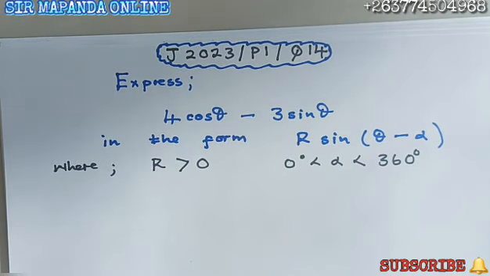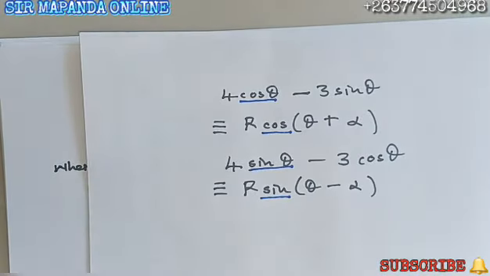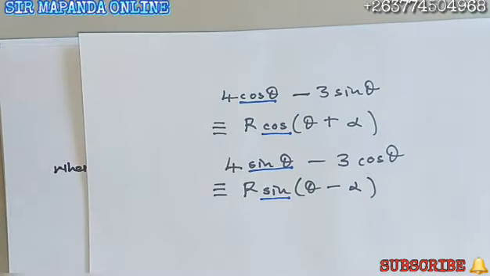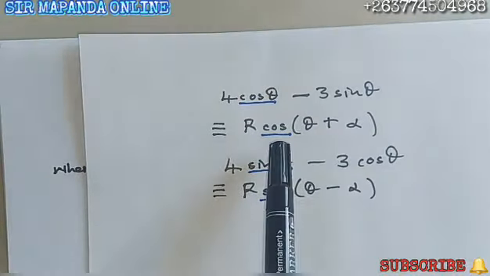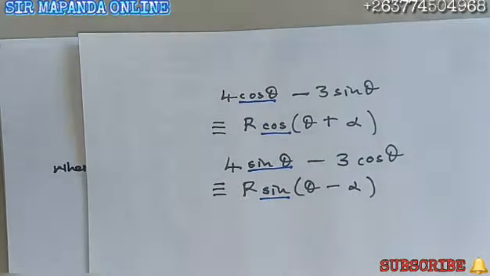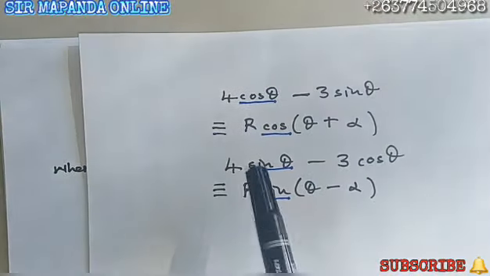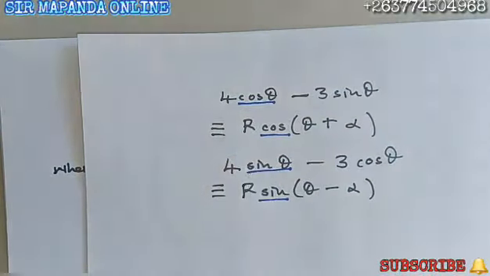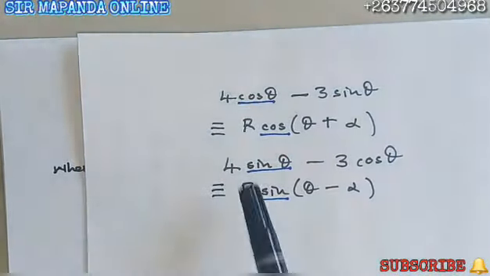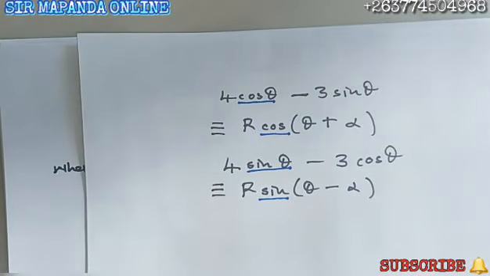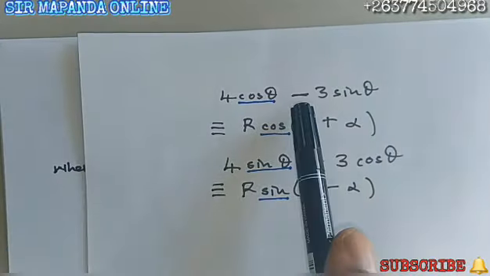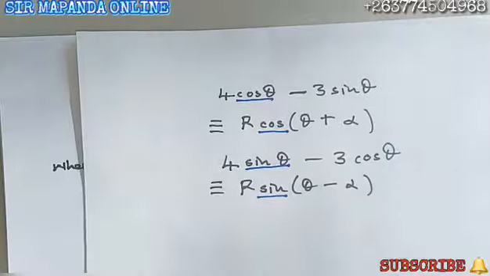We can use the trig identity way, or we can use the formulas of r cos and r sine. According to the r cos formula, we use it if your expression starts with cos. For example, if you have 4 cos theta minus 3 sin theta, you are going to start by writing r cos. Why? Because you have started with cos. But there is a sign change for cos. If you have a negative, it becomes a plus.